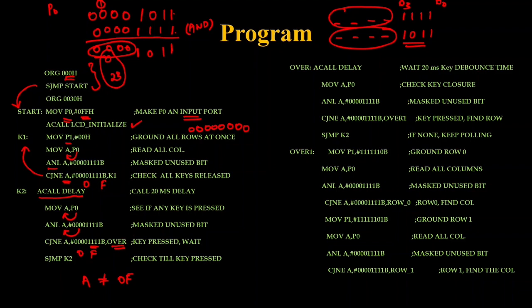If no key is being pressed, it has to jump again to K2, which means with the help of the polling method, I am going to iterate within here itself. I am waiting for my key to be pressed. This is what makes sure of the polling method, right? If any key is pressed, it will jump to over. If no key is pressed, it will keep iterating within this loop itself, right?